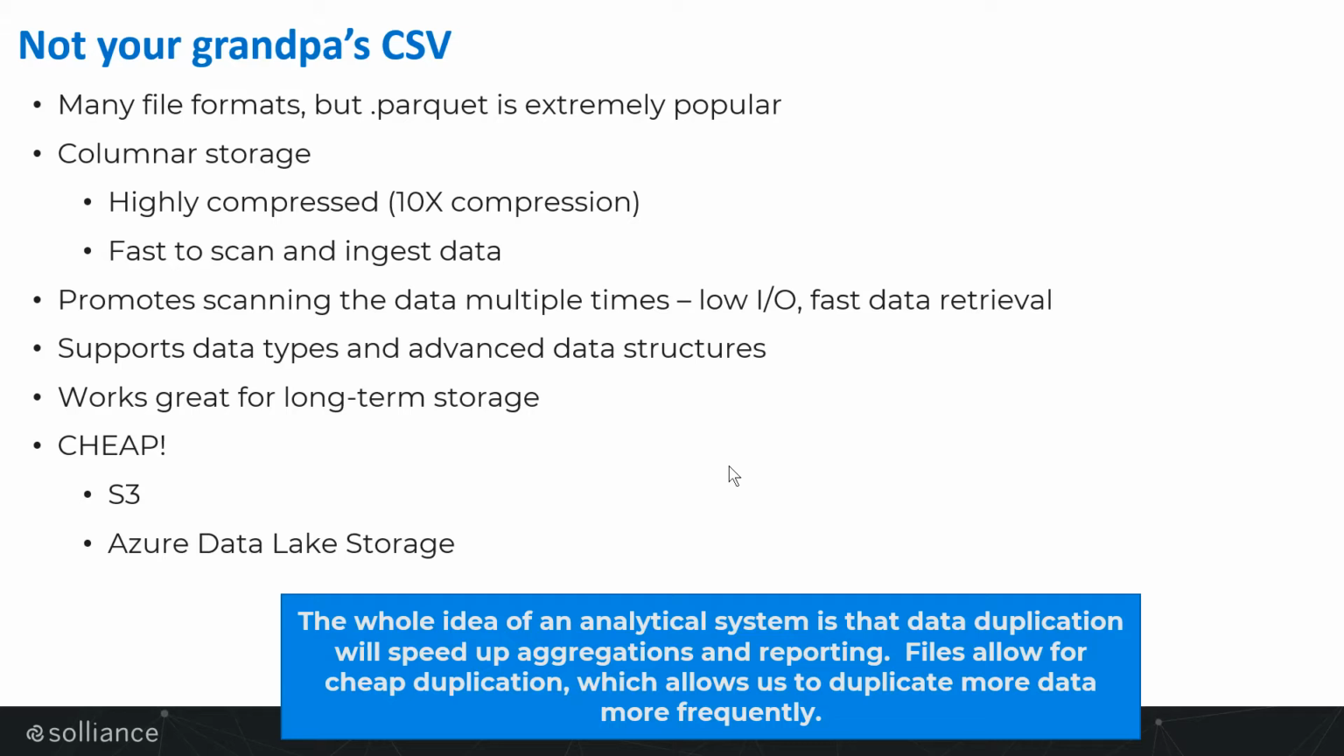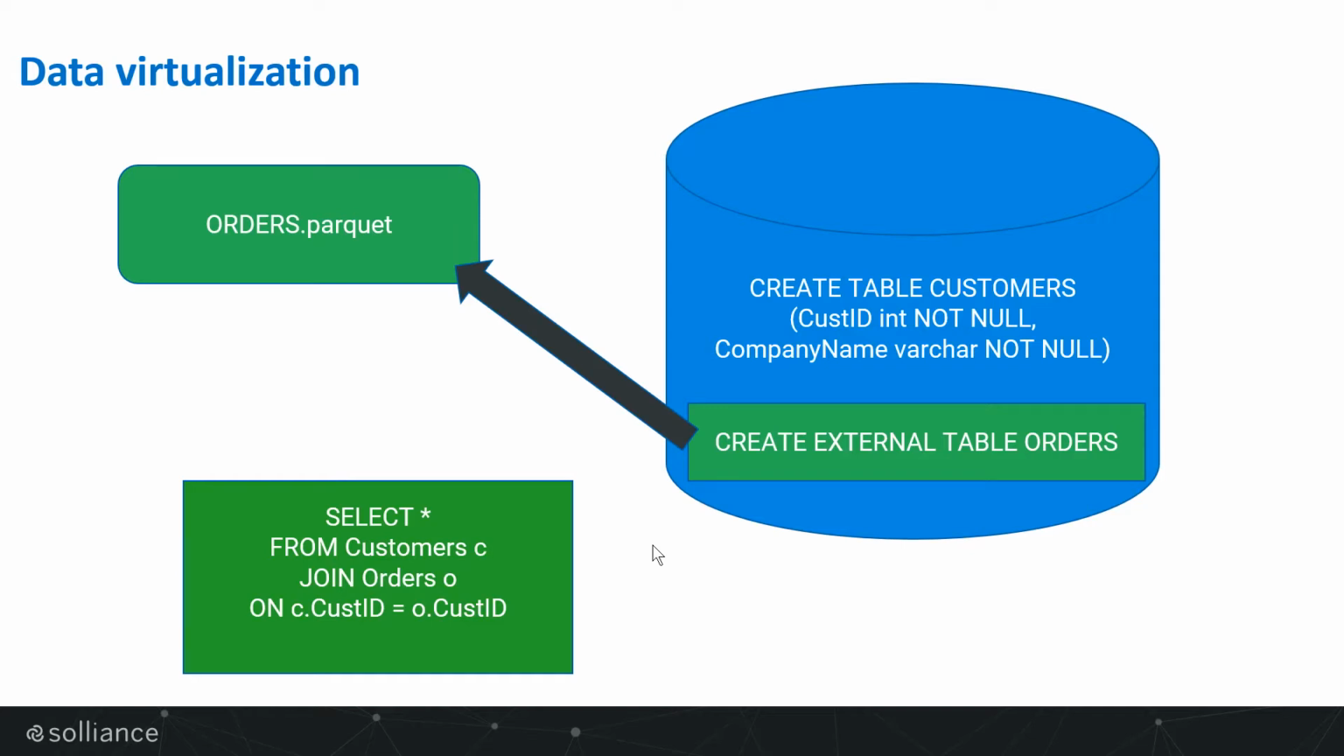Fundamentally, when we create an analytical system, we really like to duplicate data. We might duplicate data for snapshotting the data. We might duplicate it for different purposes. Maybe we have one set of data that we use for machine learning and another set of data so that the finance department can make a decision, right? File storage makes data duplication very affordable because data virtualization says that you could have a database, just like a SQL Server database or an Azure SQL database, right? And you could create a table, like create customers, cust ID, company name, with data types and nullability and primary keys and foreign keys and all the stuff you love, right?